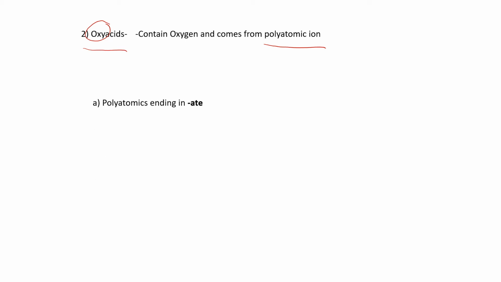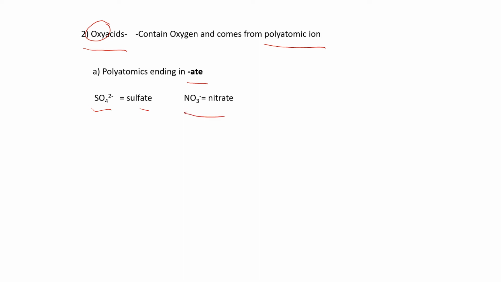These contain oxygen. A couple of things: these come from polyatomic ions. I gave you a list of polyatomic ions to learn. So these are oxyacids that contain polyatomic ions. The first type of oxyacid is from the polyatomic ions that end in -ate. Depending on the end of the polyatomic ion is how we name the acid. This one right here is a sulfate ion, and it's an -ate. Again, it's an oxyacid because it contains oxygen.